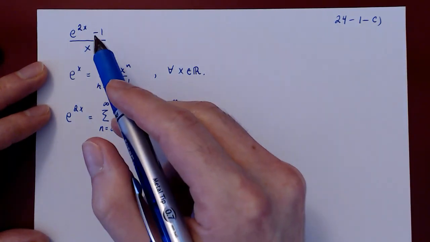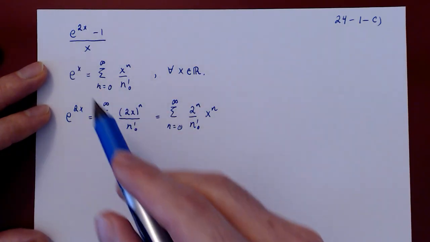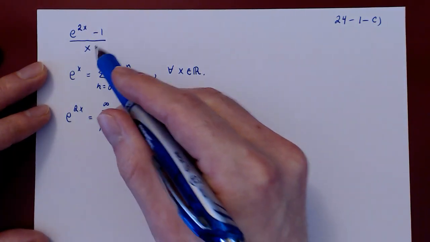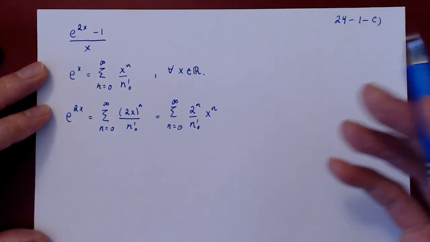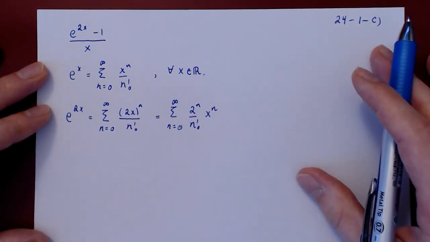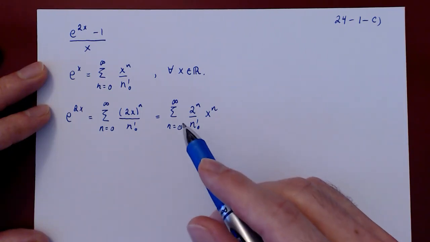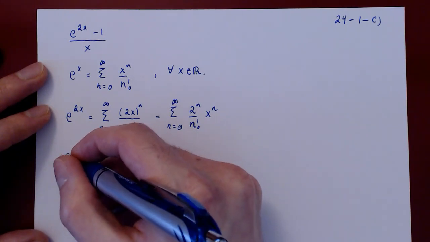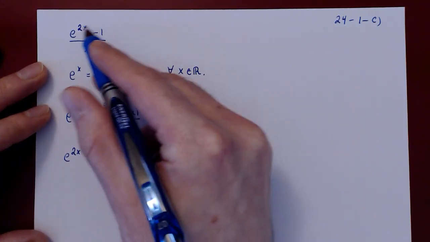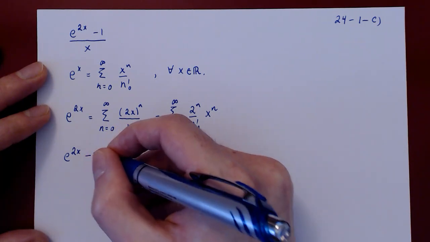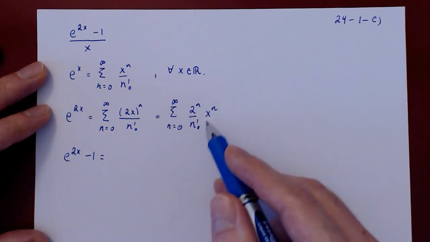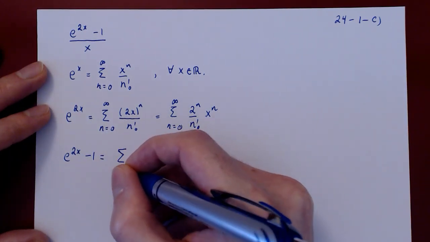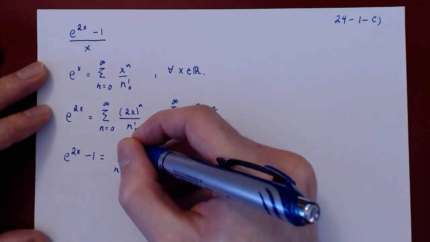The question is now, how do we handle a subtraction from a power series? If we only write down this minus 1, it may seem a bit cryptic how to handle this expression, but things will become much clearer if we expand the first few terms of our series. So we have e to the 2x minus 1 being the numerator of the original function. Let's first write this concisely, and then we will expand.